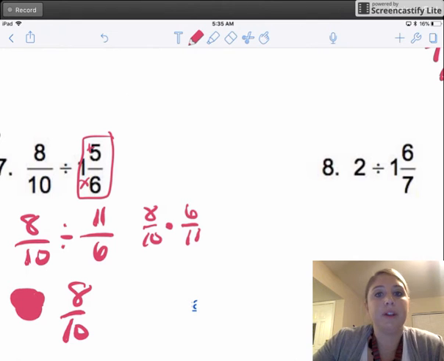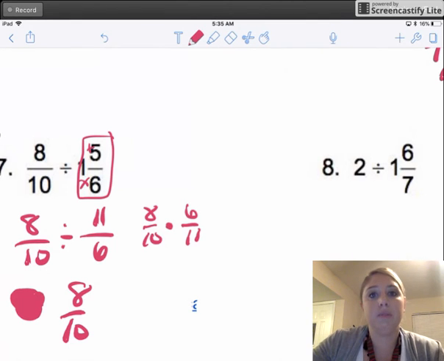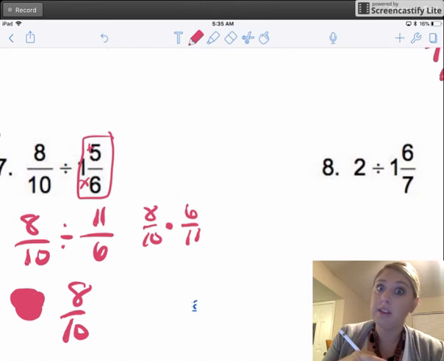Now that we're here, we're going to look to cross simplify. It's going to be super important with these mixed numbers that you're cross simplifying. Don't make me bring Dr. Factor out again, because I will, and I'm not going to, but I will if I have to.